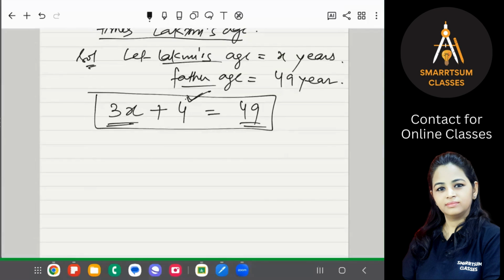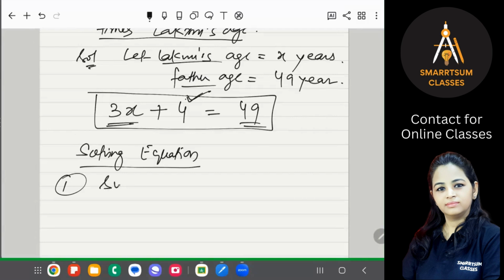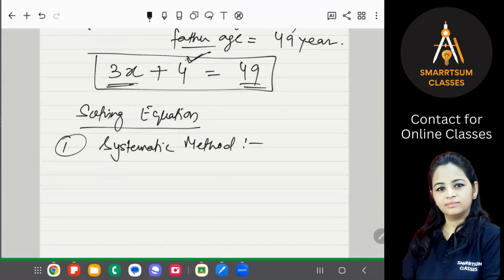Now, solving equations. One method to find the solution of an equation is the hit and trial method, which I told you. Another method is the transposition method. Transposition is the third method. There is one more, the systematic method. First is the hit and trial method, which I have explained. Systematic method, what do you have to do in this?